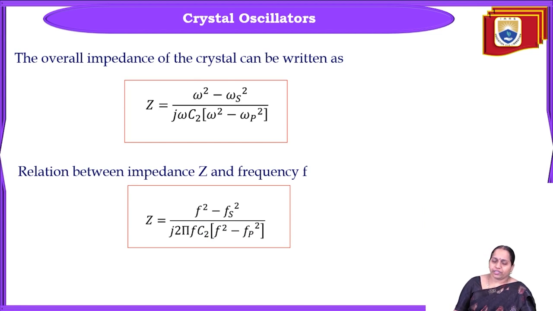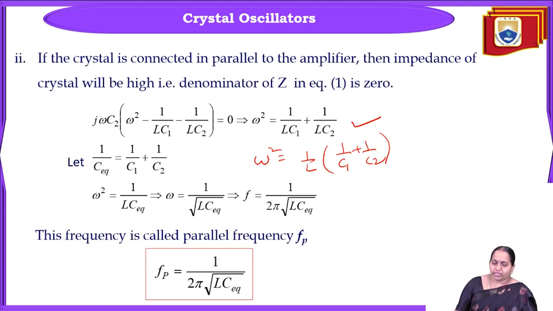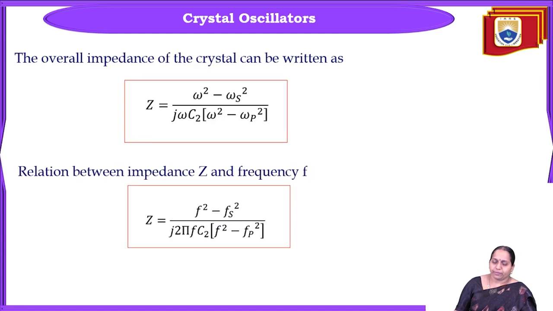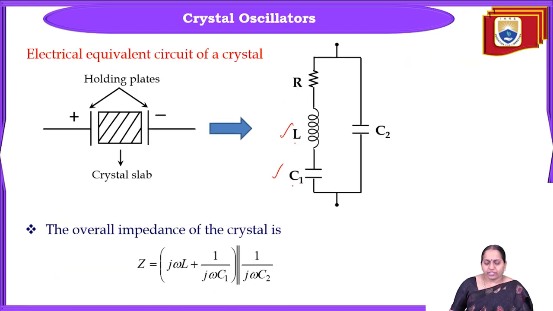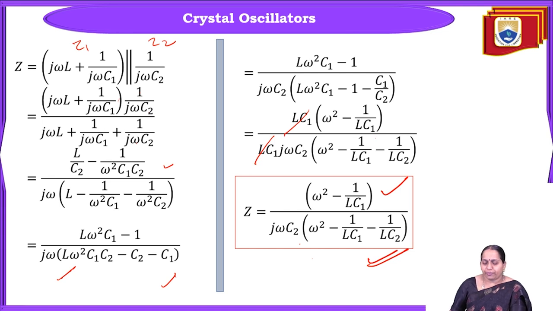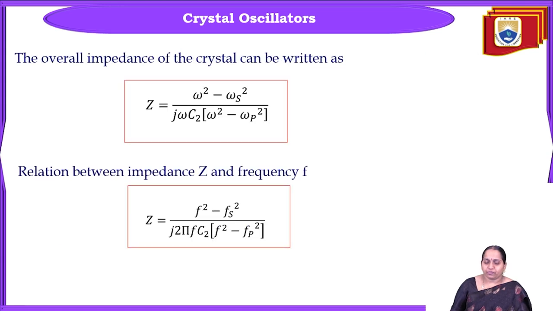Now the overall impedance of the crystal can be written as follows. Substituting these values of omega s and omega p in the impedance, you can write Z equal to omega square minus omega s square by j omega C2 into omega square minus omega p square. Why is it so? See, the impedance equation you have seen is Z equal to omega square minus 1 by L C1, and 1 by L C1 is nothing but omega s square. So it is omega square minus omega s square by j omega C2 into omega square minus omega p square. So this is the overall impedance Z of the crystal.